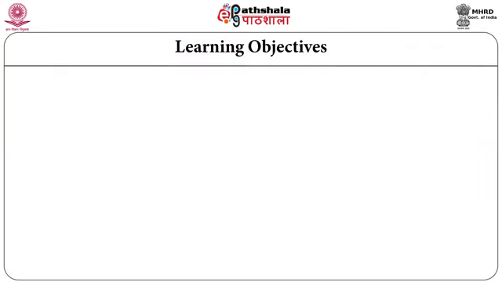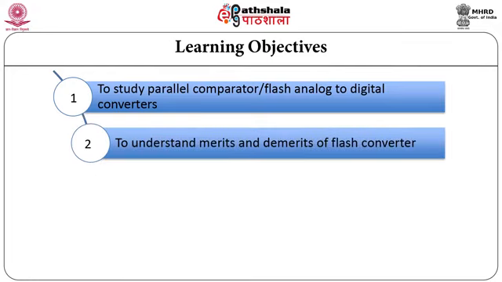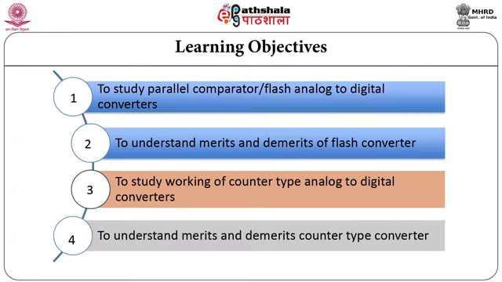There are different methods developed to convert an analog signal to digital form. In this module, the flash and counter type ADC methods are studied along with their merits and demerits. The learning objectives of this module are to study the parallel comparator or flash analog to digital converter, and to understand its merits and demerits. Further, we are going to study the working of counter type analog to digital converters and their merits and demerits.